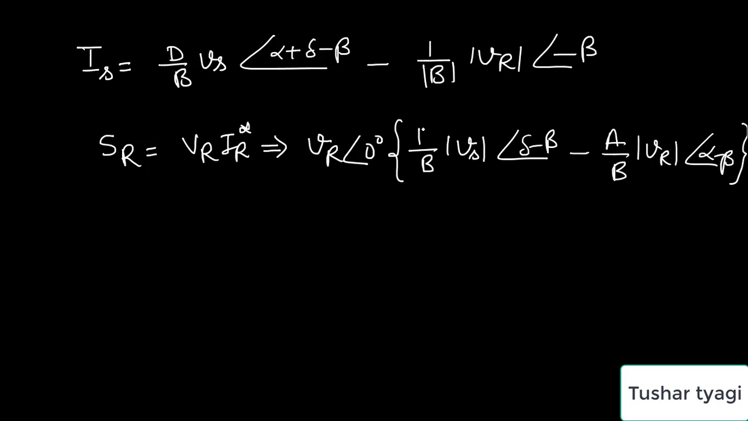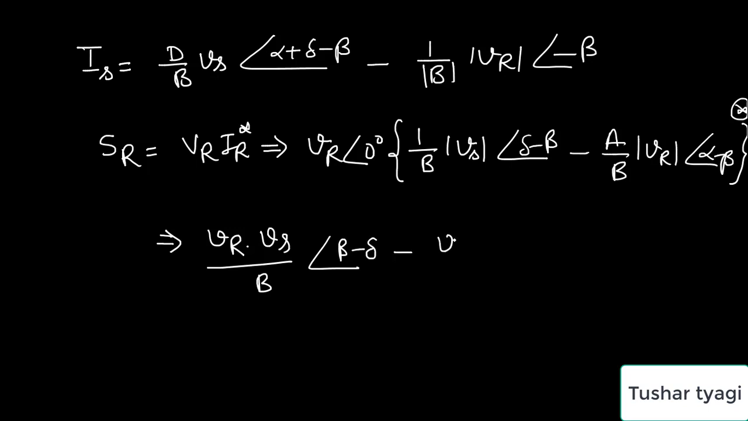But as we have to take the conjugate of it, we'll just take the conjugate of it. And when you are taking a conjugate, the sign of the polar term changes. If it is plus, it will become negative, and if it is negative, it will become positive. So I can write very safely over here VR into Vs divided by B, this angle will become beta minus delta, minus VR square into A by B angle beta minus alpha.